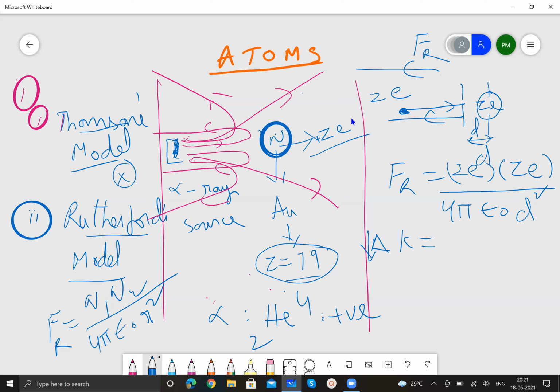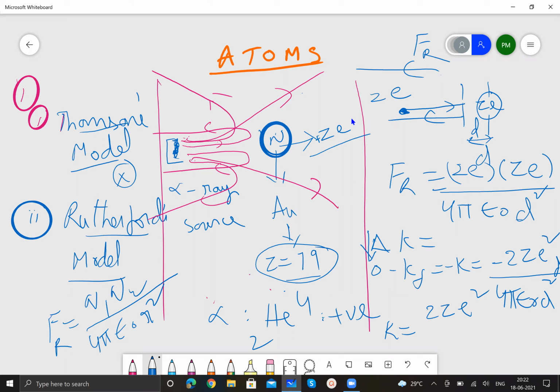Means it is nothing but zero minus Ki will be equal to, say, minus K. Of course, this force is opposing the motion, so minus 2Ze square by 4 pi epsilon 0 d square multiplied by d. On simplification, we will get the formula for the actual kinetic energy with which the alpha particle approaches the gold nucleus as 2Ze square by 4 pi epsilon 0 d.